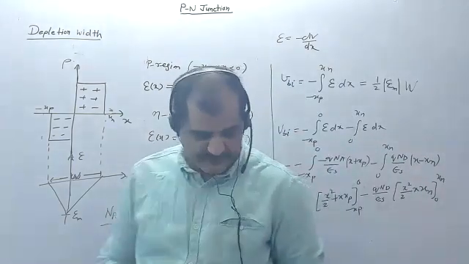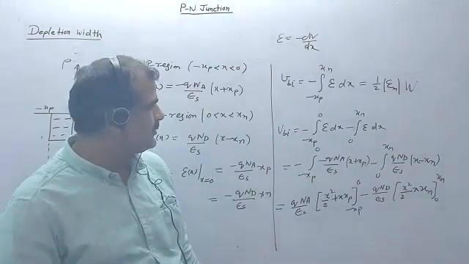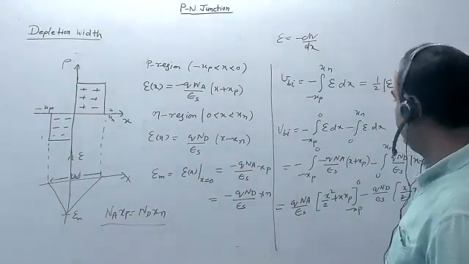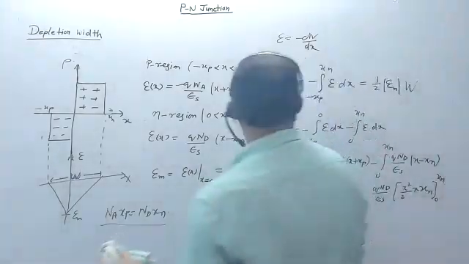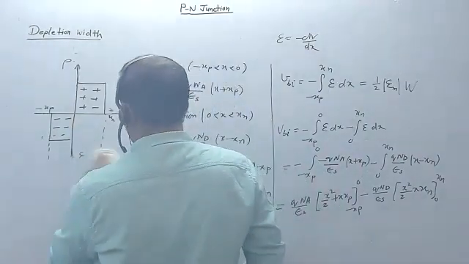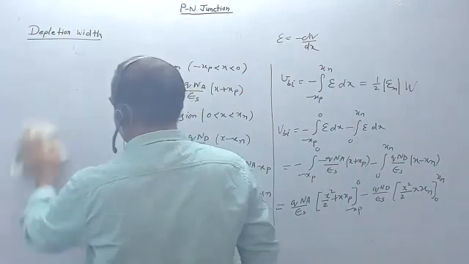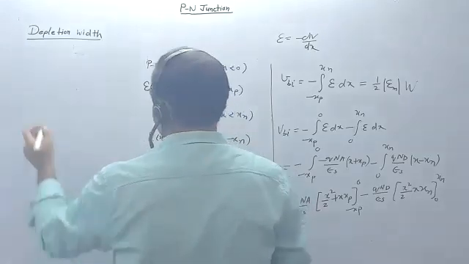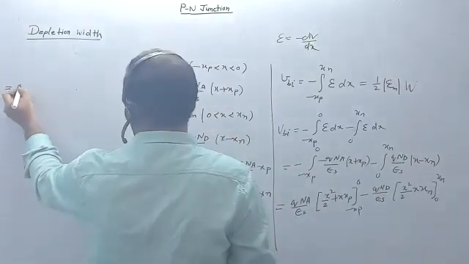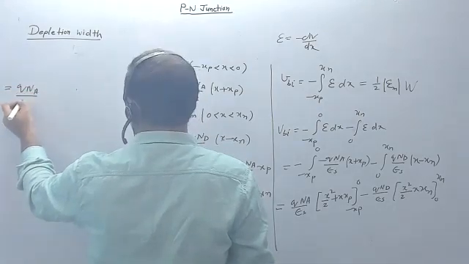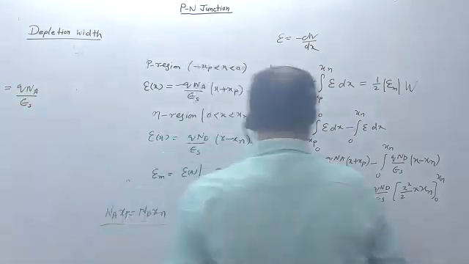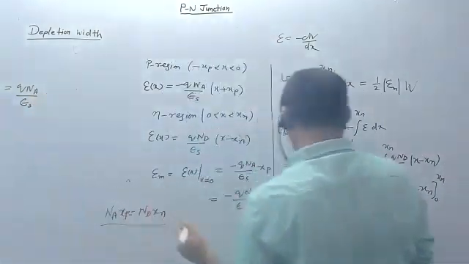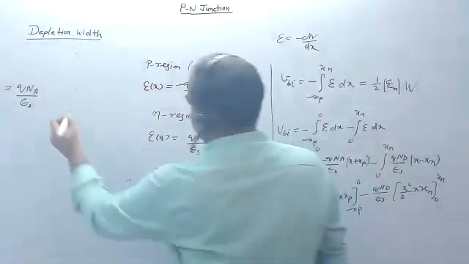Now try to solve this one. If you solve this, I'm doing it here, it will give me q Na upon epsilon s. If you put the limit 0, and now minus xp, if you put the limit, then what will come?